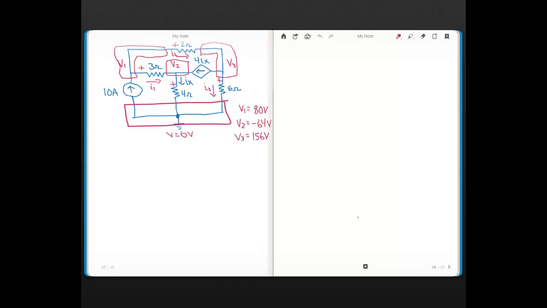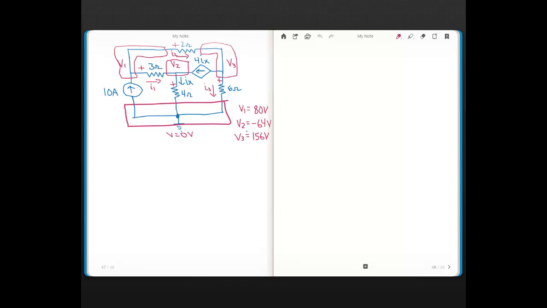Okay, in this video we're going to continue with the problem of the previous video where we wrote node voltage expressions for each of these three unknown nodes, V1, V2, V3. So if you look back at the previous lecture, you can see the equations that we came up with. Now if you go ahead and solve those three equations, three unknowns, correctly, these are the answers. V1 is 80 volts, V2 negative 64 volts, and V3 156 volts.